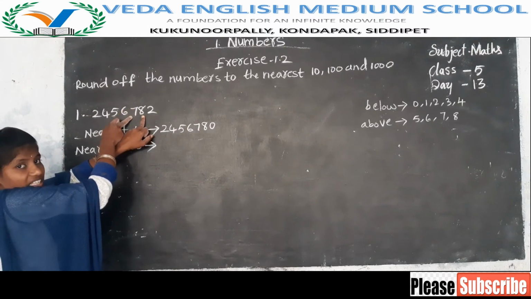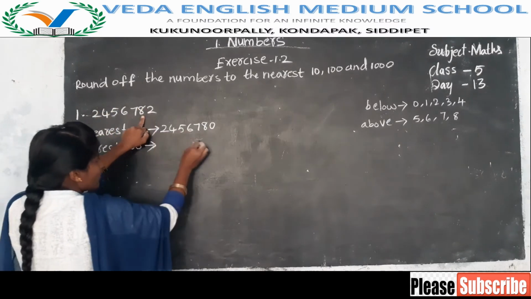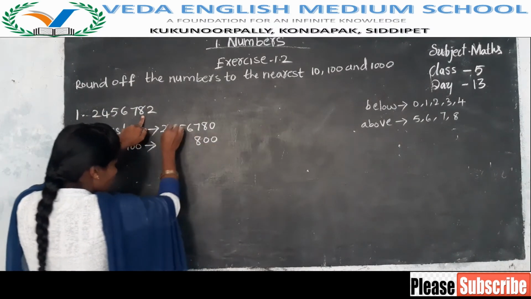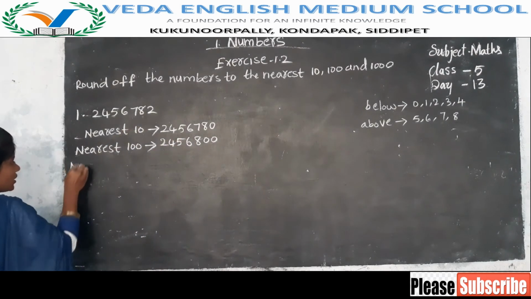Next number enti nana? 7. 7 you one time increase chestunte em vastundi? 8. So here you have to write 8 and remaining two places are 0. So remaining numbers are like that only. 2, 4, 5, 6.